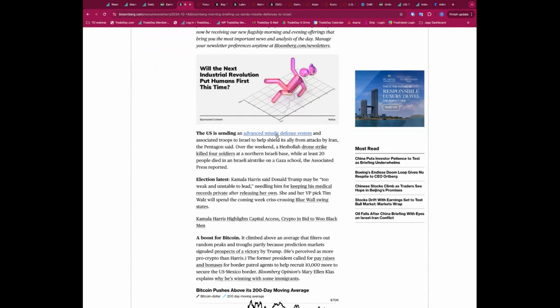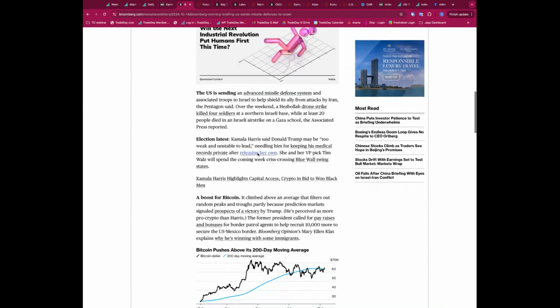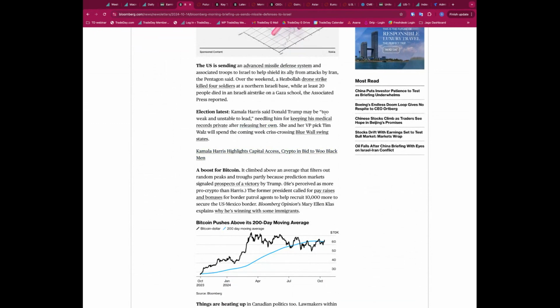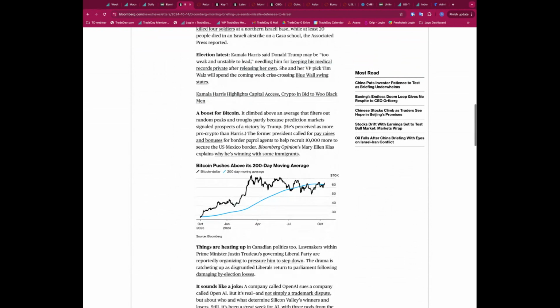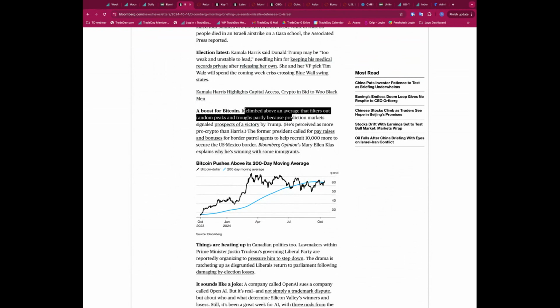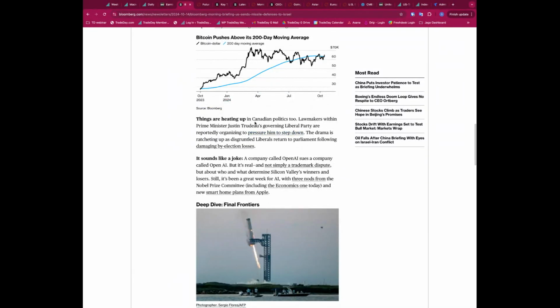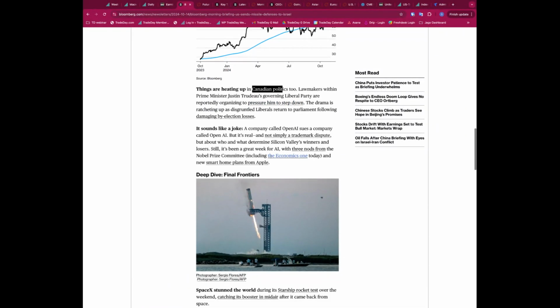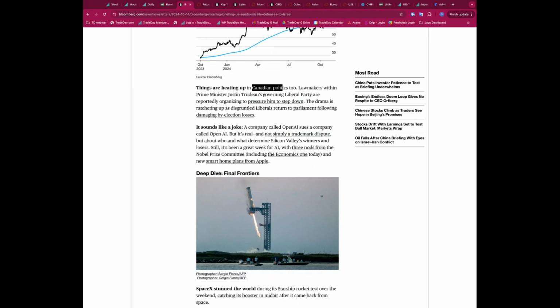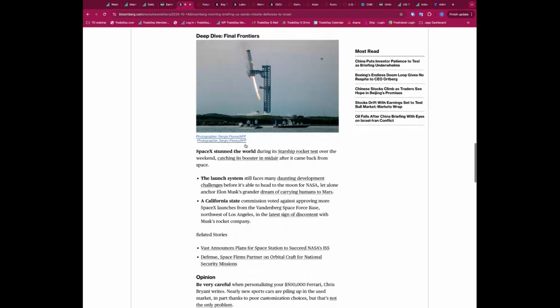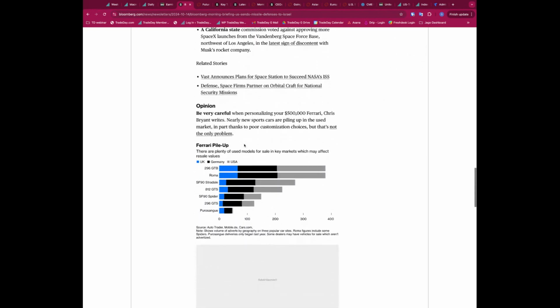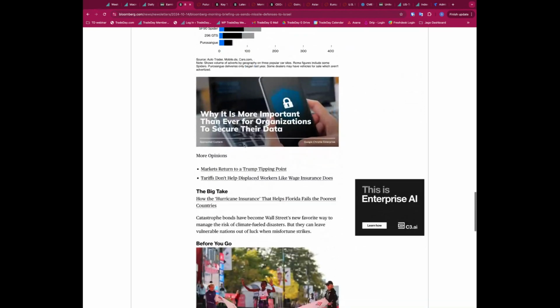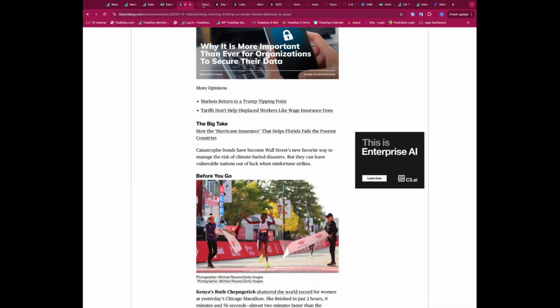America sending advanced missile systems to Israel. In here, Kamala Harris says Donald Trump may be too weak and unstable to lead. Again, not really impacting us. Boost for Bitcoin as it climbed above the 200-day moving average in here this morning. Canadian politics, not really impacting us. A company called OpenAI, with a space and without a space in here. But nothing really significant in here going into today for us to really be focusing on.